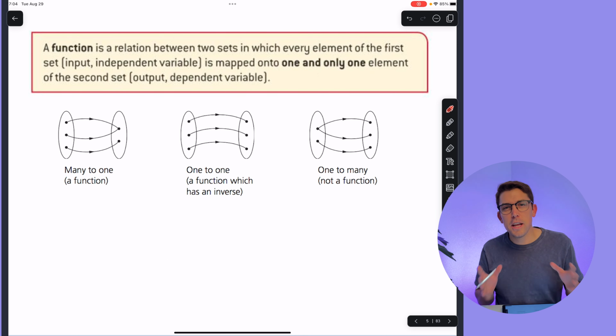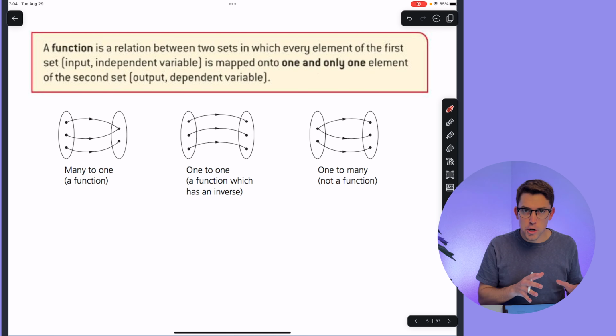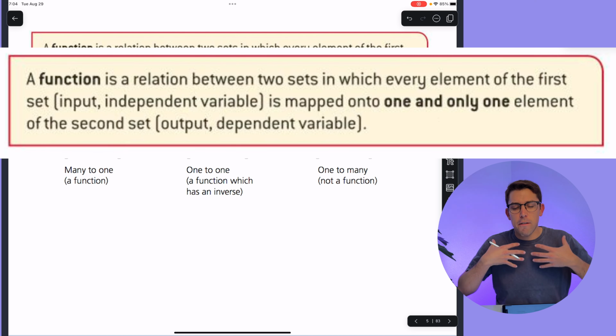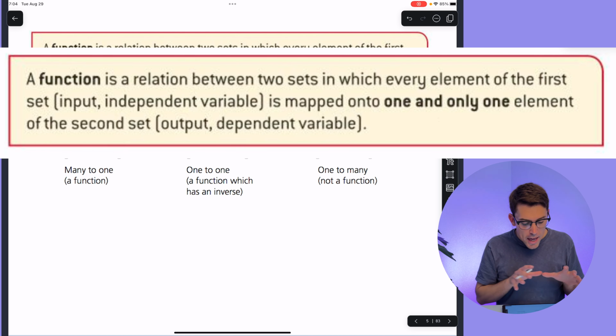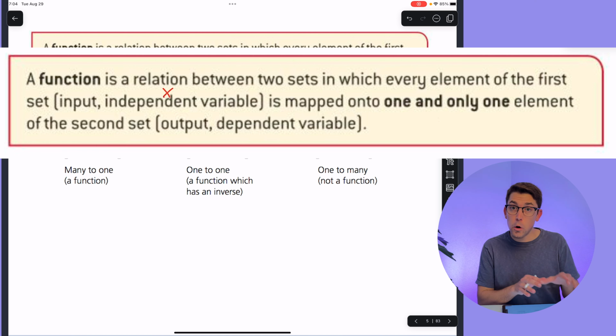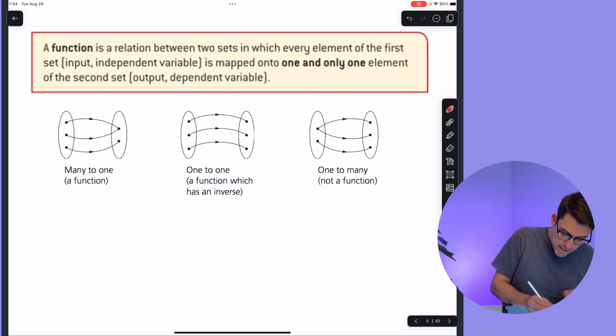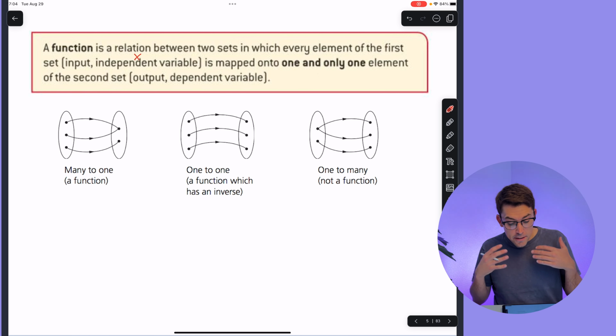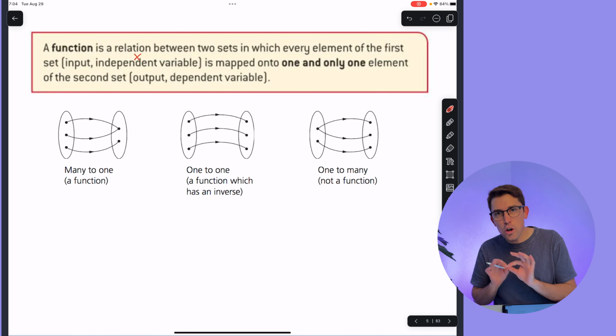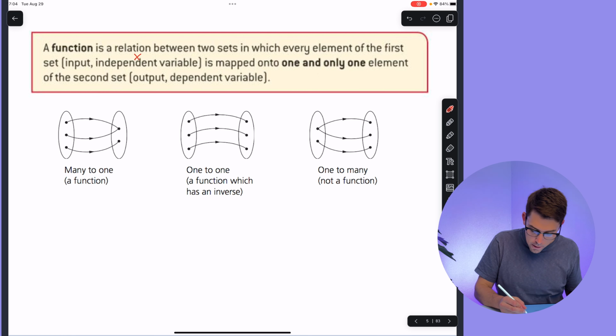Now, as far as the definition is concerned, a function, which you might have already heard a lot, but maybe not have ever had a formal explanation of, is just a relation between two sets in which every element of the first set, which is the input or the independent variable, and while not always, in our circumstances for right now, it's okay to think of this as the x variable, is going to map to one and only one. Another way of thinking of that is the word unique.